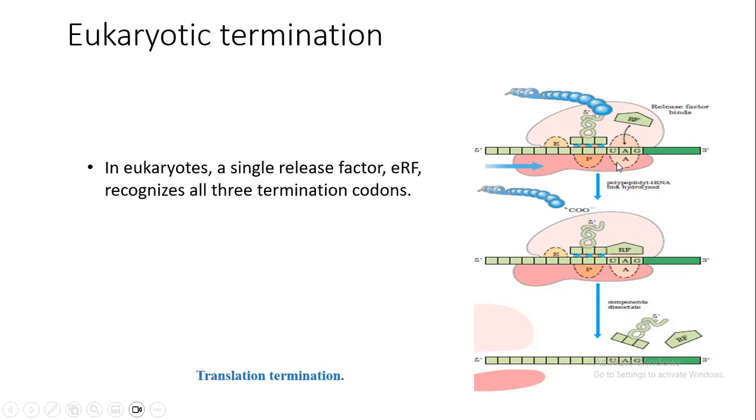Function is identical. It will bind the termination codon and then it will bring about hydrolysis of the bond between transfer RNA and the peptide chain, resulting in release of the peptide chain and dissociation of the entire complex so as to begin with the new translation cycle.